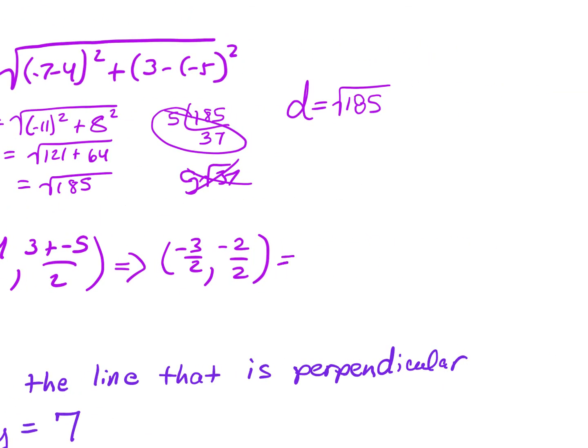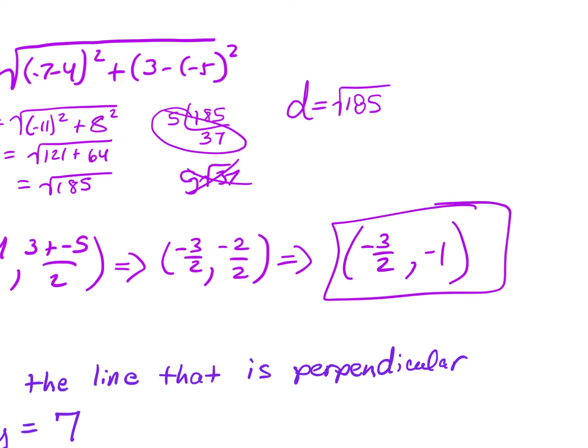So your final answer, you can write this as negative 3 over 2, comma, negative 1. You can also write it as negative 1 1/2, comma, negative 1. You can write it as negative 1.5, comma, negative 1. Just make sure if you simplify the fraction that you do it correctly.